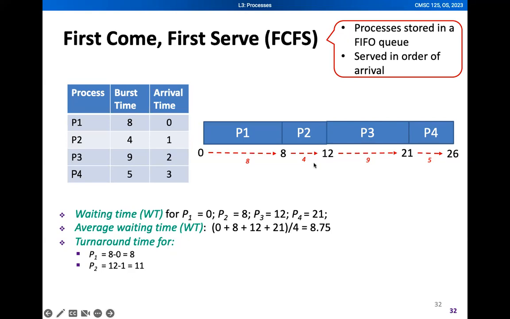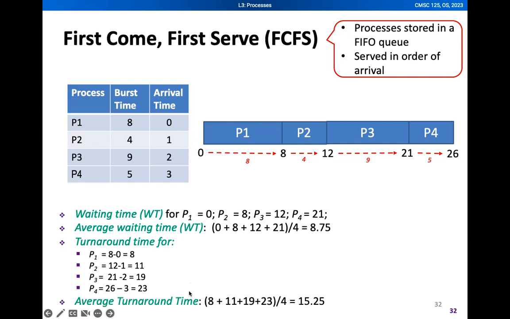And for P2, it got completed at the 12th millisecond minus the time it arrived, at the 1st millisecond, so 12 minus 1. Now, for P3, it got completed at the 21st minus 2, the time that it arrived. So 21 minus 2, that is 19. So that is the turnaround time for P3. And for P4, it's 26, the time it got completed, minus the time it arrived, which is 3. So 26 minus 3, that is equal to 23.